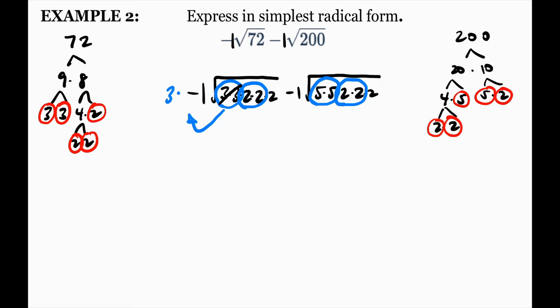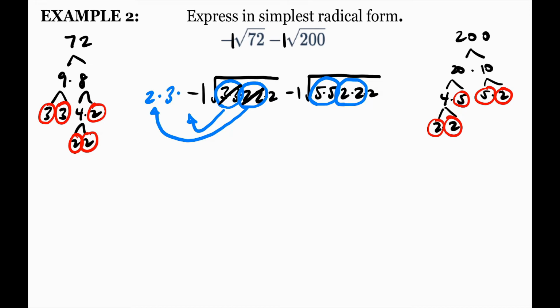And then I got a pair of 2s. 2 times 2 is 4. The square root of 4 is 2. So I got a 2 that can come out. Cross those out. Okay, I'm going to do the same thing for the other one.